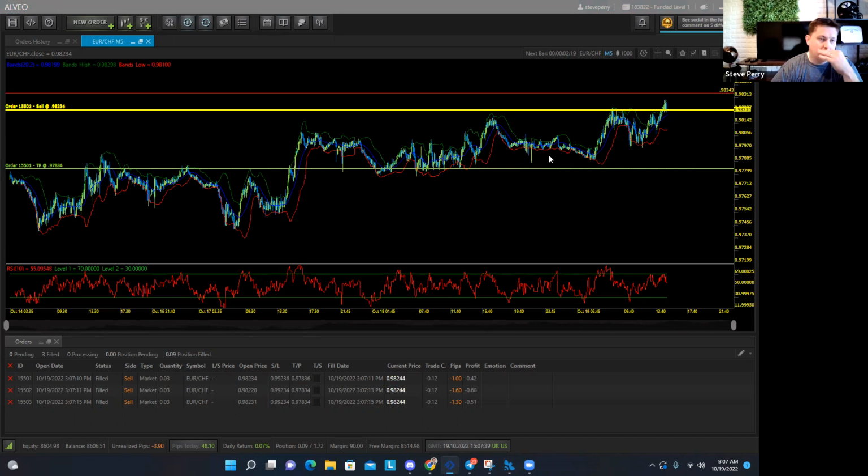This is basically a duplicate trade, the Euro franc to the dollar franc. The only difference is, obviously you're using the Euro to short instead of the dollar. Doesn't make a huge difference because there's not a lot of news with either one.